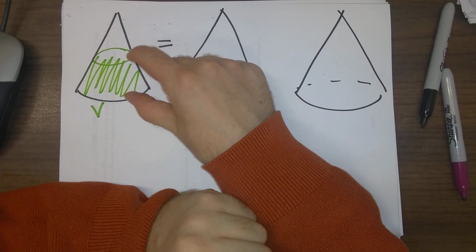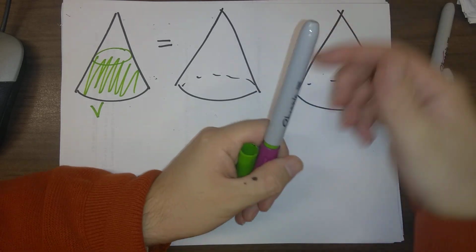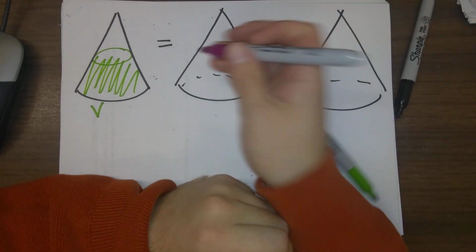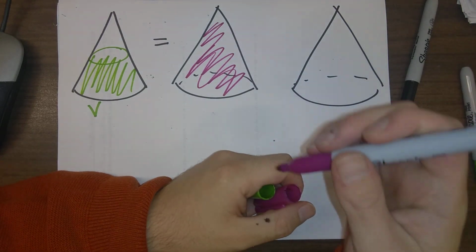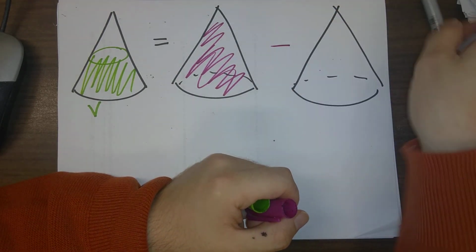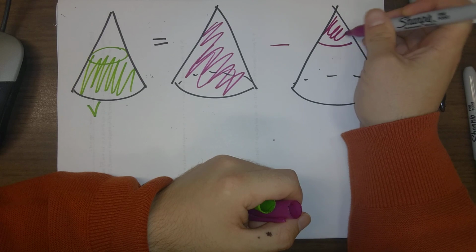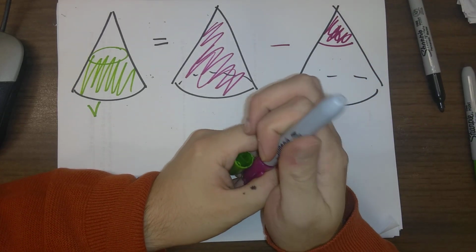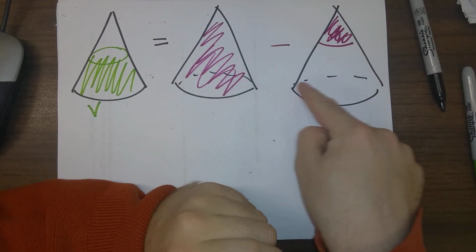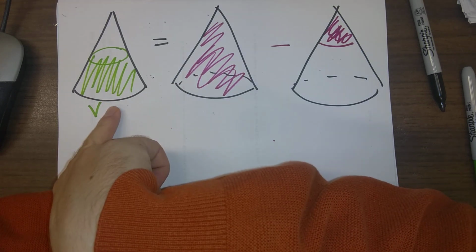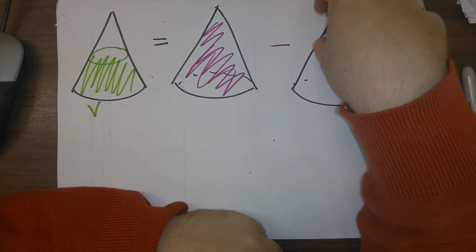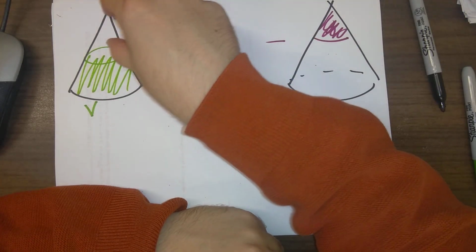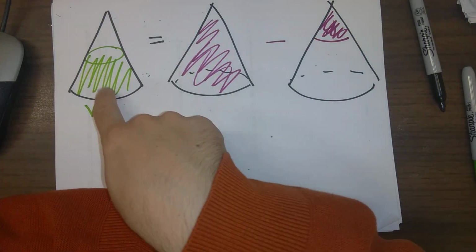So this much water we can find is just the whole cone minus what's up top. In order to find the volume that we care about, we have to find the volume of the whole cone minus the volume of the top, what's up here, what's not filled up. That will get us to what we want.